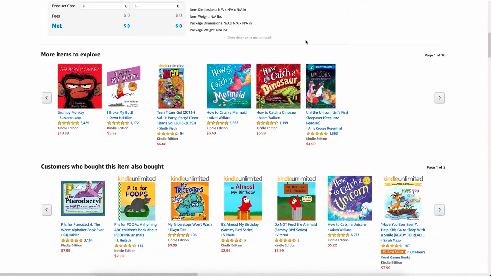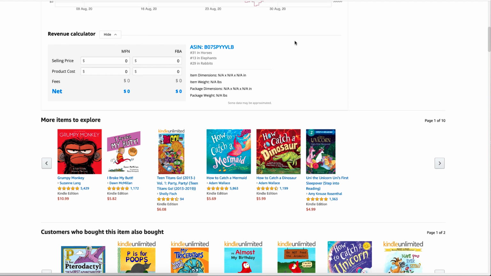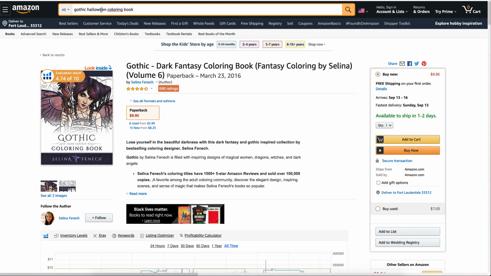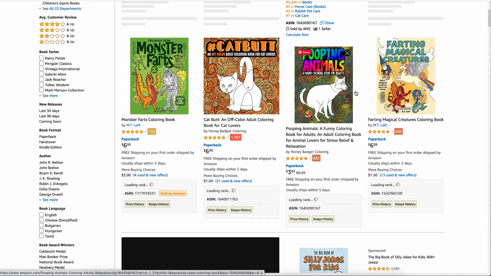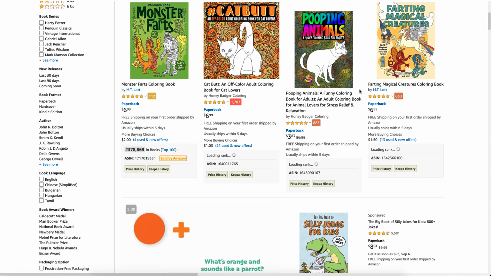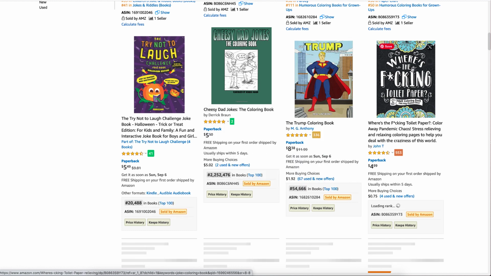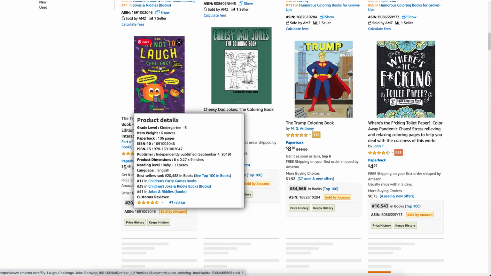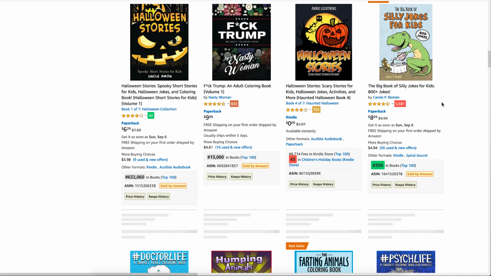So joke books, really popular. Anything to do with farting, cursing, humping, yes, grumpy monkey, or anything like that. So let's have a look here. Joke colouring books. It's over 1,000, but monster farts, cat butt, pooping animals, farting magical. Silly jokes for kids. Any of these very, very popular cheesy dad jokes. Yep. That's not selling really well, but that, the try not to laugh challenge. Anything in that sort of theme.